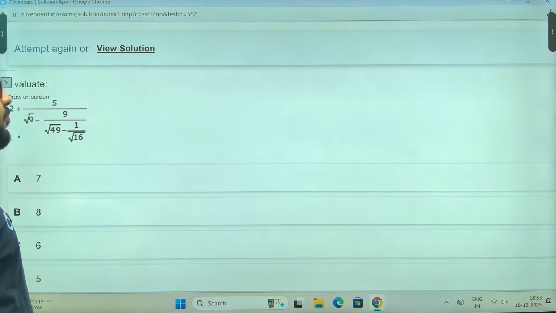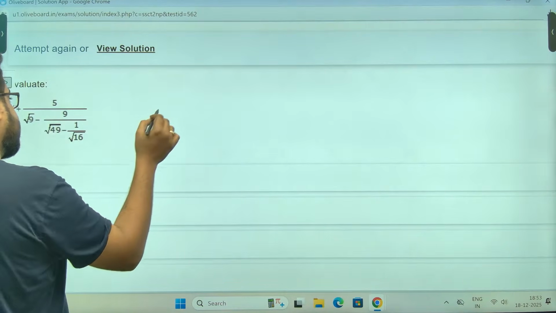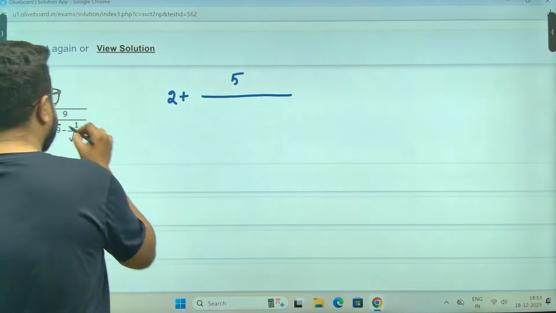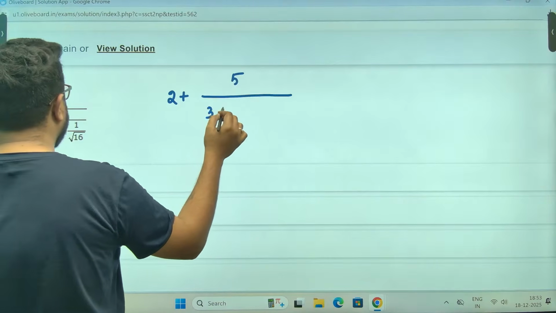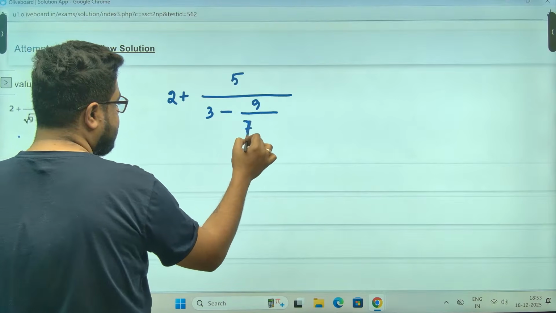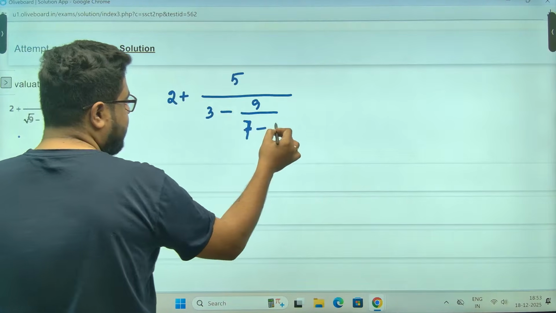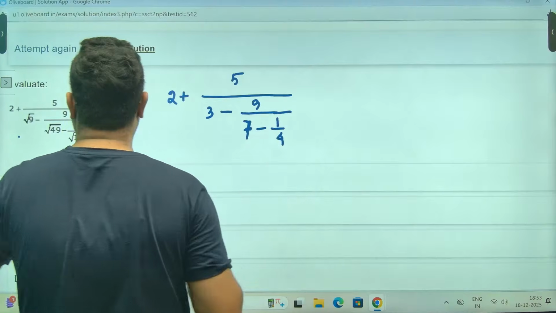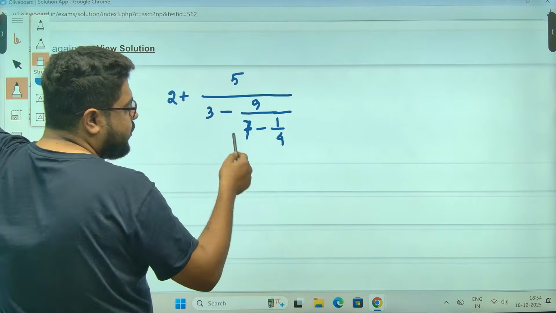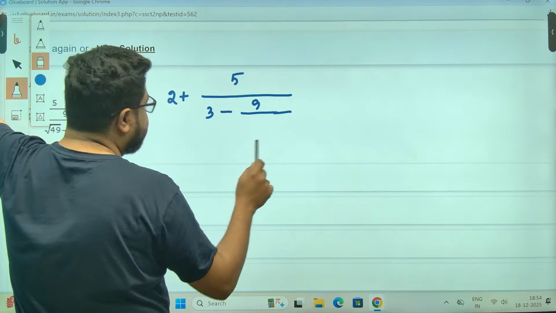Simple fraction, sir. Let me write it down. 2 plus 5 by, I'm just writing everything, root 9 means 3, minus 9 by 7 minus 1 by 4. 7 minus 1 by 4 is what? 7 fours are 28, minus 1, so this is 27 by 4.